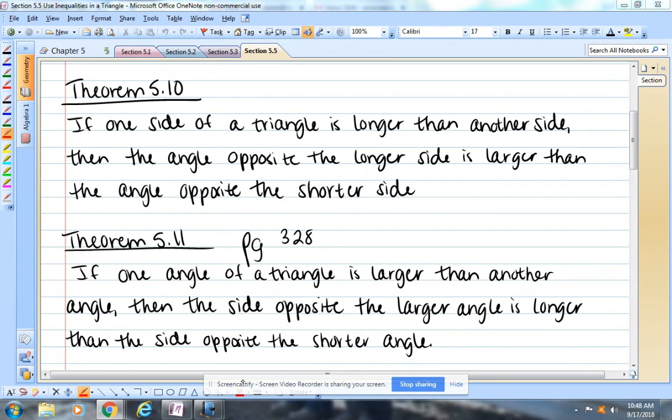Same thing in 5.11. If one angle of a triangle is larger than another angle, then the side opposite the larger angle is longer than the side opposite the shorter angle. So they did that in reverse, depending on talking about lines and angles. Okay, so it's basically what I just told you. The longest side is across from the largest angle. The smallest side is across from the smallest angle, and vice versa. And the middle angle is the one in the middle for the sides.